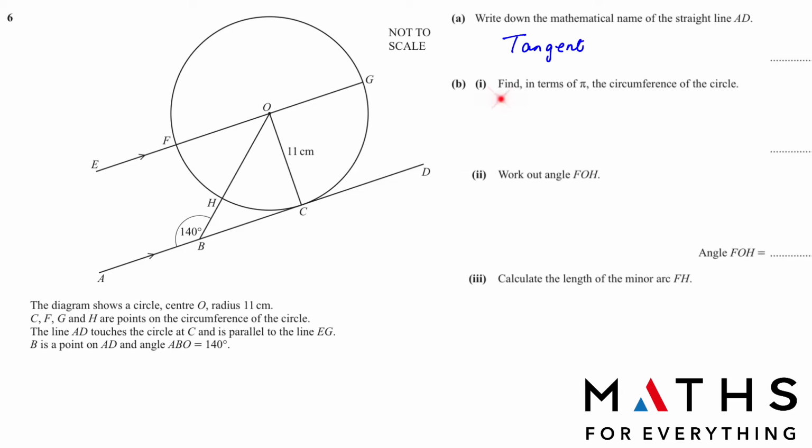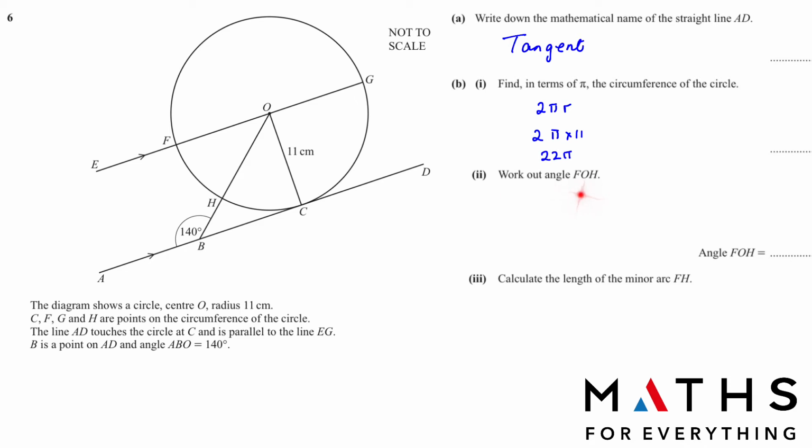Next, find in terms of pi the circumference of the circle. To find the circumference of the circle, we use the formula 2 pi r. Our radius is 11, so 2 multiplied by 11 is 22 pi.